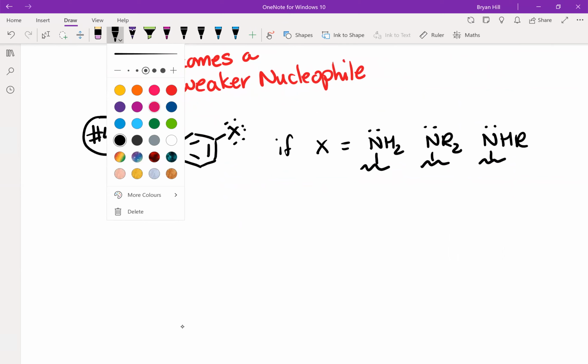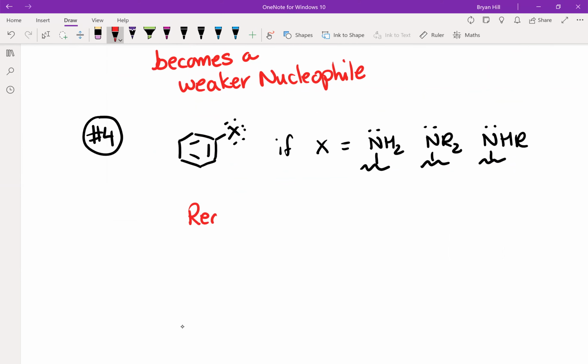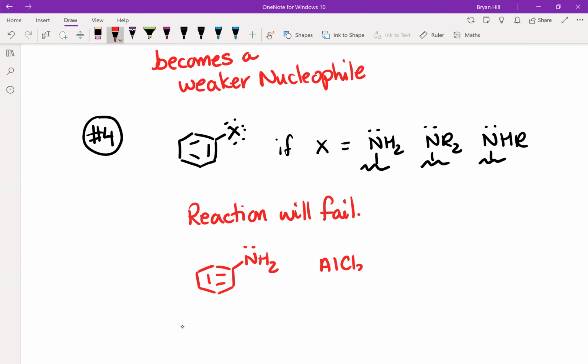In this case, it's for a completely different reason. It's because of the reaction that takes place between, say, NH2 and aluminum trichloride. What happens is the nitrogen just donates its lone pair to the aluminum, and you form a complex. Let's draw it like this.